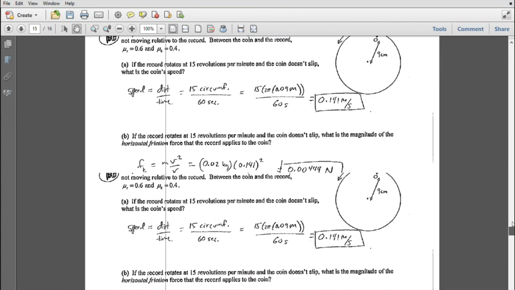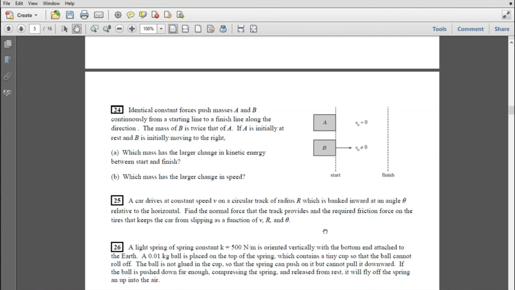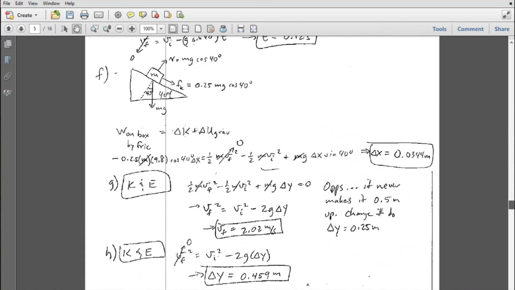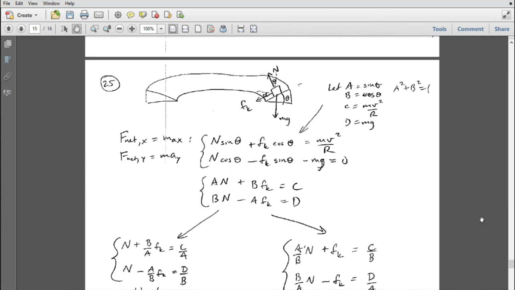And I'm sorry, I have to go back and look at what the question was again. Find the normal force provides and the required friction force on the tires that keeps the car from slipping as a function of those. So we don't really know. The thing we have to think about that's a little bit complicated in this problem is we don't know whether the friction force, and again, this should be labeled as a static friction force right here.